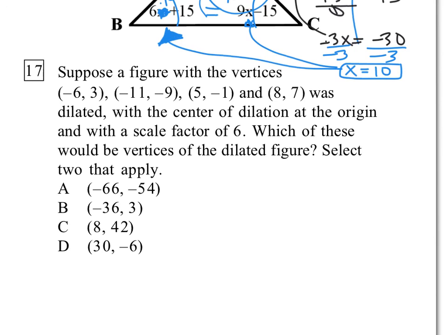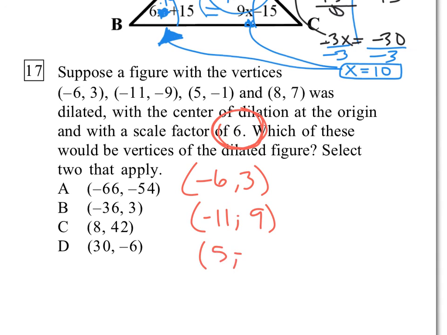Last problem. Not too difficult at all. We already had one just like this. We're multiplying every single point by 6. All right, so I'm going to write down my points real quick. Negative 6, 3, negative 11, negative 9, 5, negative 1, and 8, 7. All right, from there, I'm going to multiply them all by 6. So 6 times negative 6 is negative 36. 6 times 3 is 18.